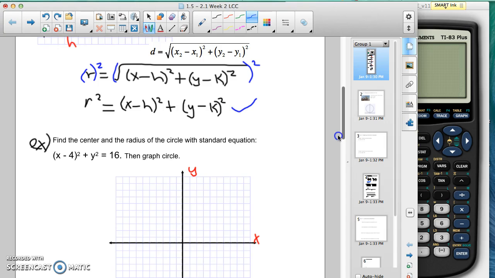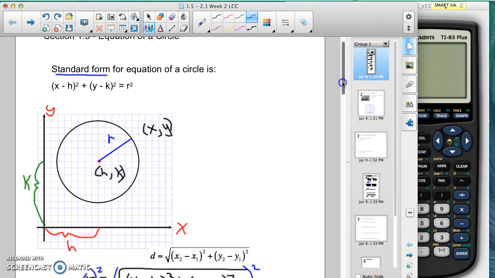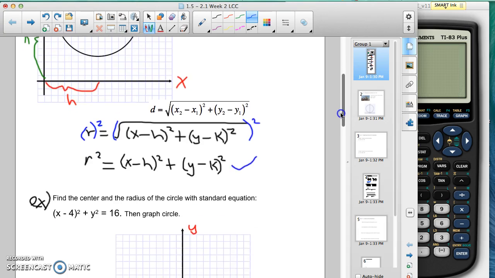So if you see an equation in standard form, this is in standard form for the equation. There is also general form we won't be covering in this class, but it's also in your book. Standard form is more useful because you can see the vertex and you can see the distance of the radius in the formula. So standard form is very helpful in those two aspects.